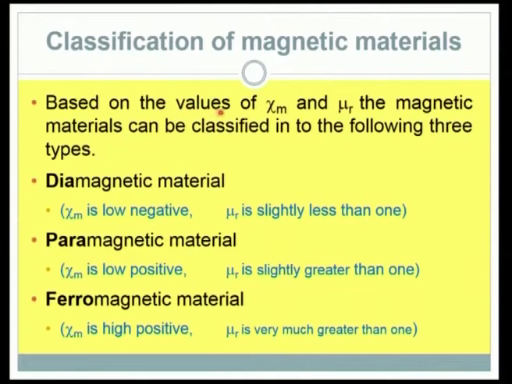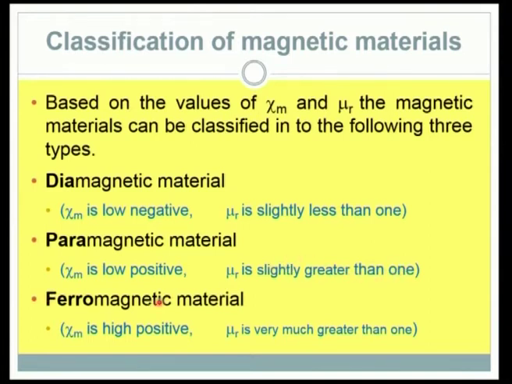Based on the values of the susceptibility and the relative permeability, the magnetic materials can be classified into the following three types. For diamagnetic materials, the magnetic susceptibility is a low negative value and relative permeability is slightly less than 1. And for paramagnetic materials, susceptibility is a low positive value and relative permeability is slightly greater than 1.